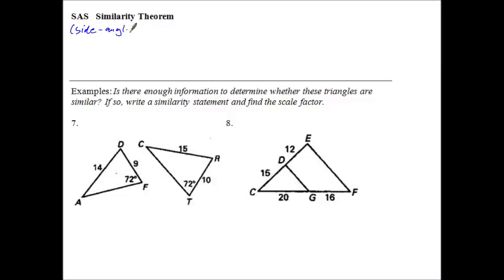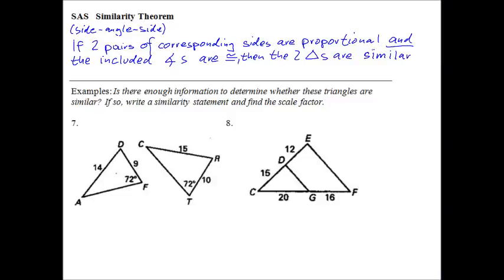similarity theorem, and that's kind of like a mixture of the previous two. And this is how it goes. If two pairs of corresponding sides are proportional and the included angles are congruent, then the two triangles are similar. And looking at a drawing, it would look like this.